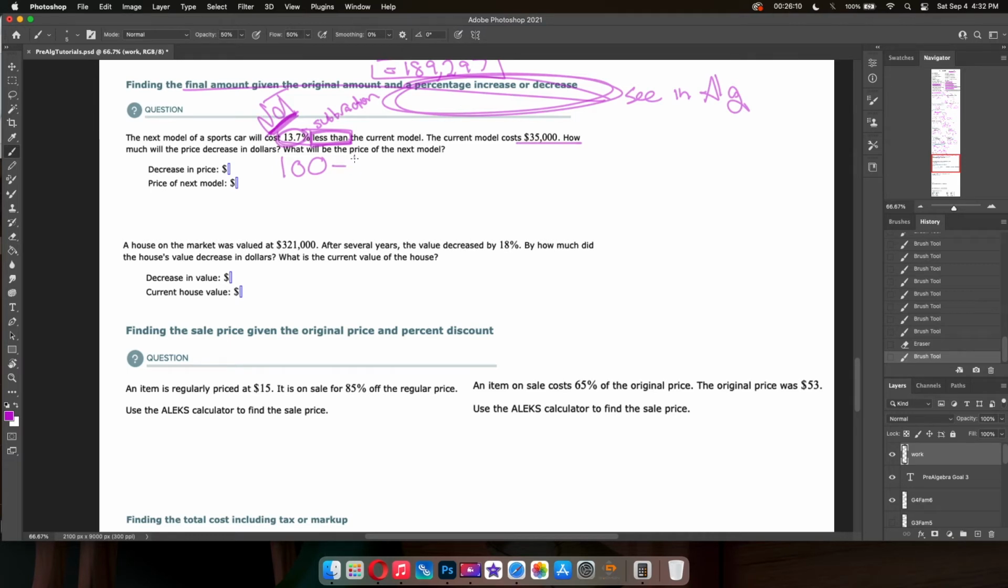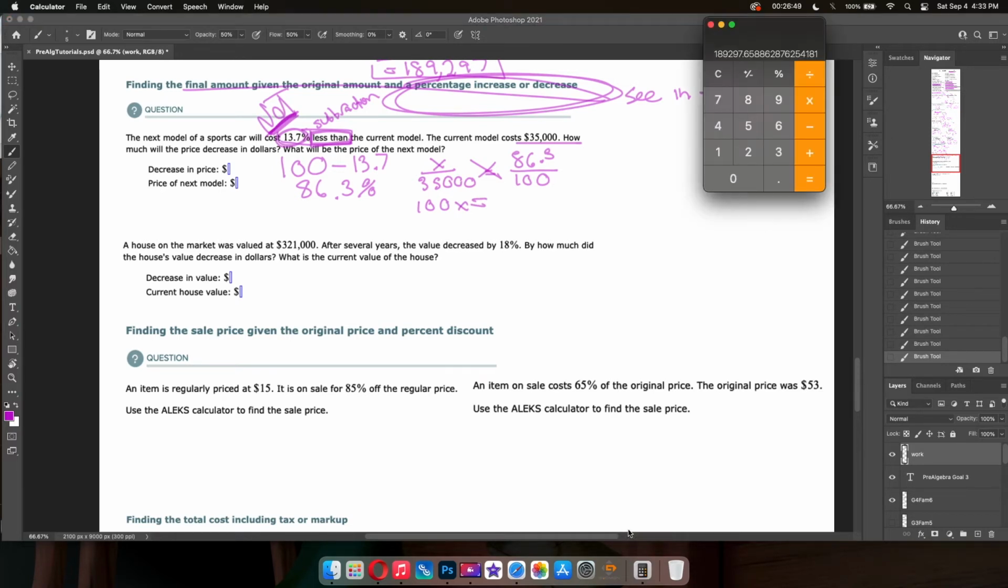100 minus the percent, which is 13.7. Let's see if I can do that in my head. 99, so that's going to be 86.3. This now is the number we're going to use in the computation because that's the percent they're actually asking for. So x over the total, which is 35,000, equals 86.3 over 100. Let's see here, cross multiply, so 100x equals that unholy nightmare of a mess.